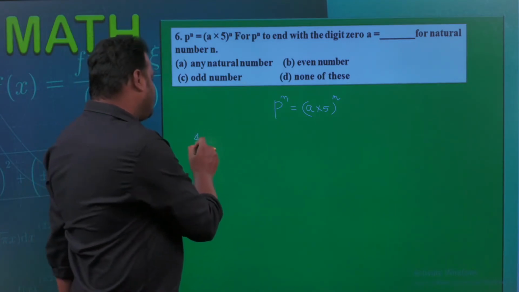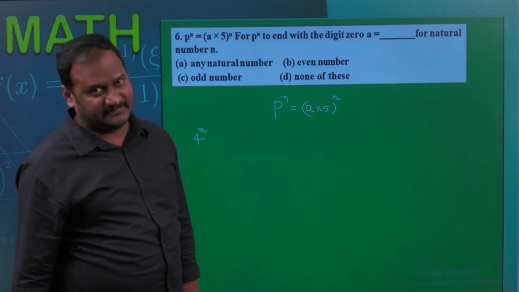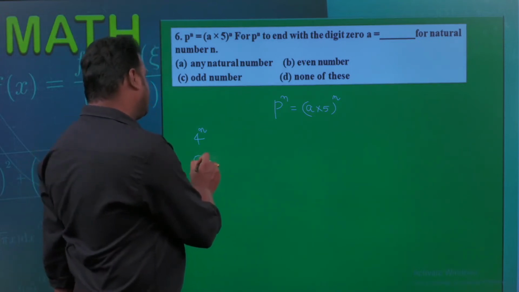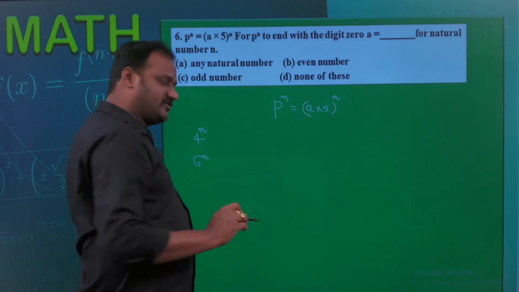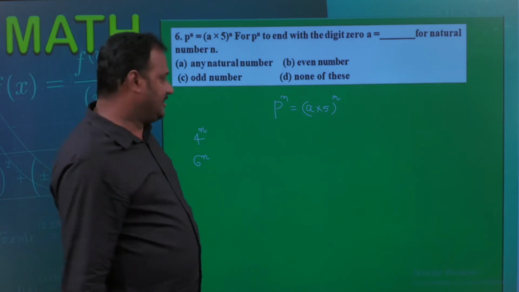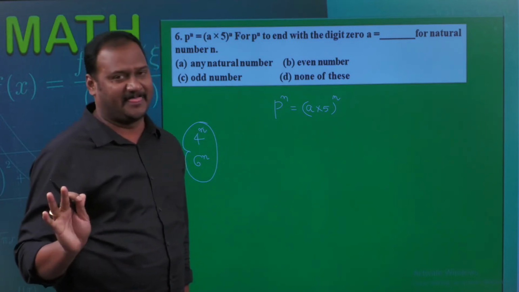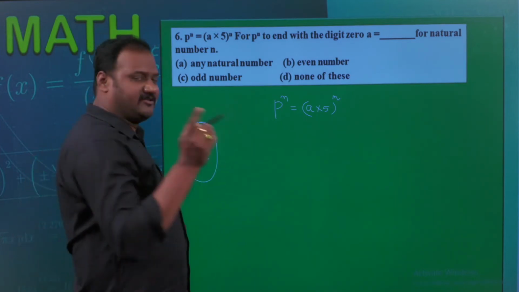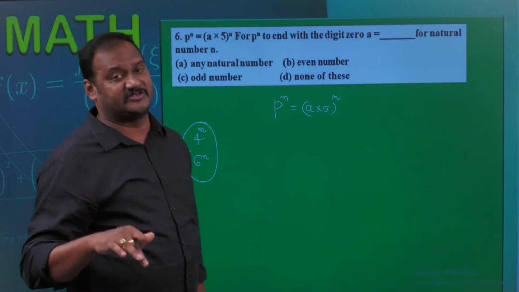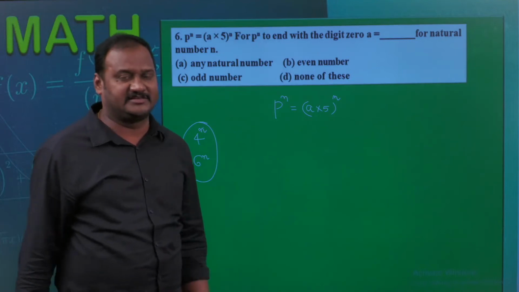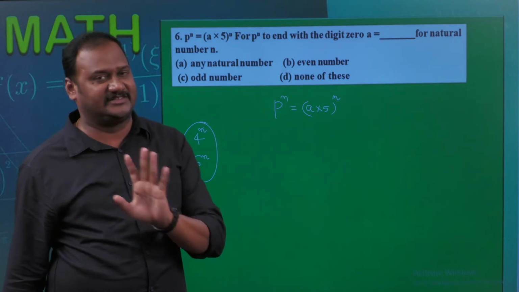For what value of n does 4 to the power of n end with the digit 0? Or for what value of n does 6 to the power of n end with the digit 0? See, if you write n as any natural number, neither 4 power n nor 6 power n ends with 0. You know why? 4 power 1 equals 4. 4 square equals 16, which ends with 6. 4 cube equals 64, which again ends with 4. So 4 to the power of n always ends with either 4 or 6. It never ends with the digit 0.